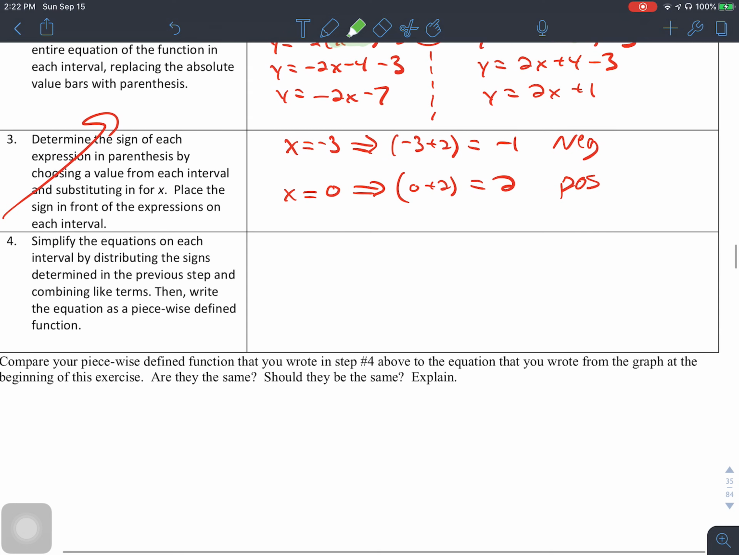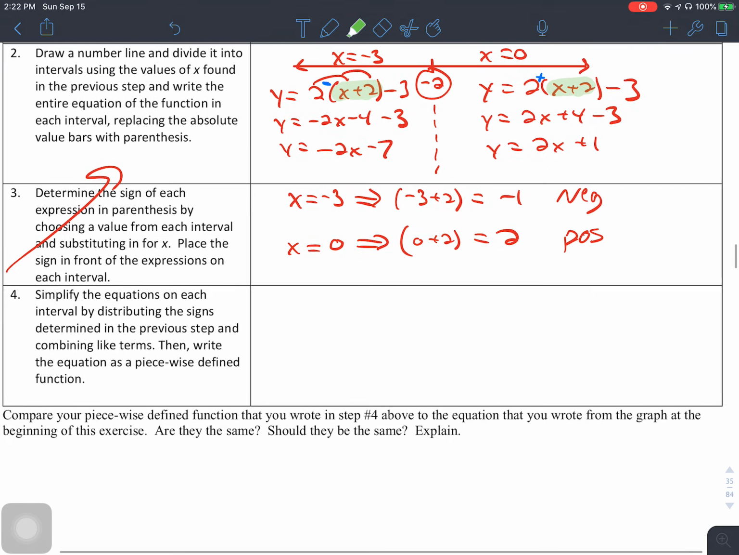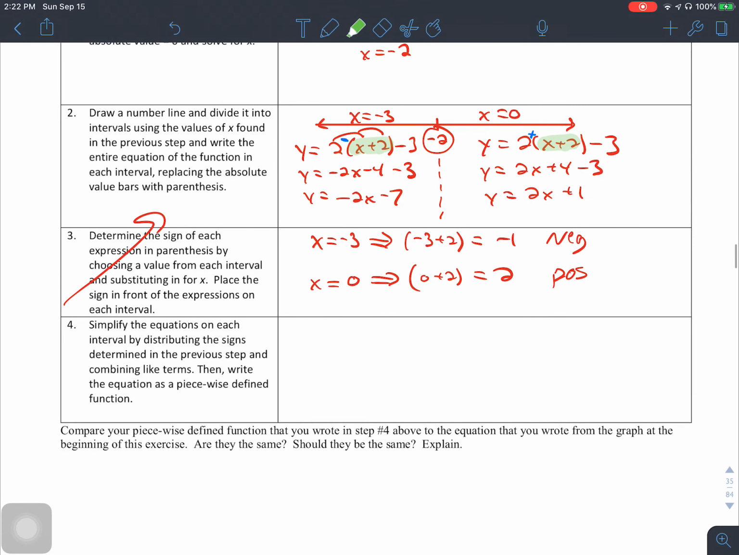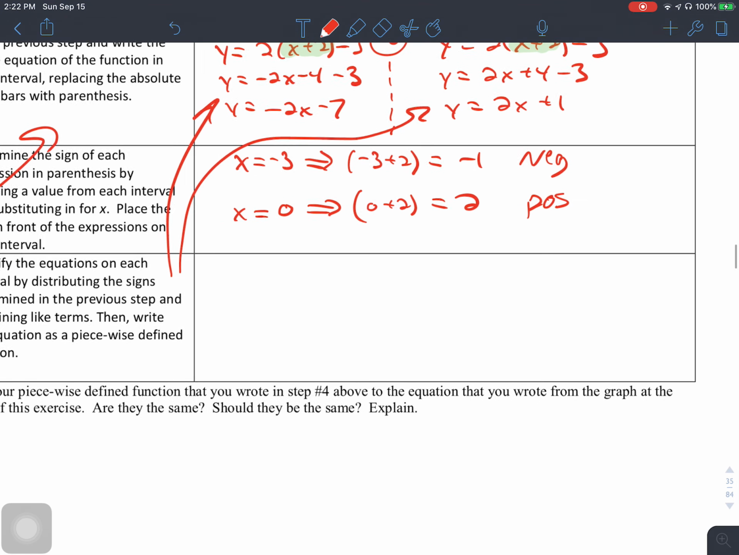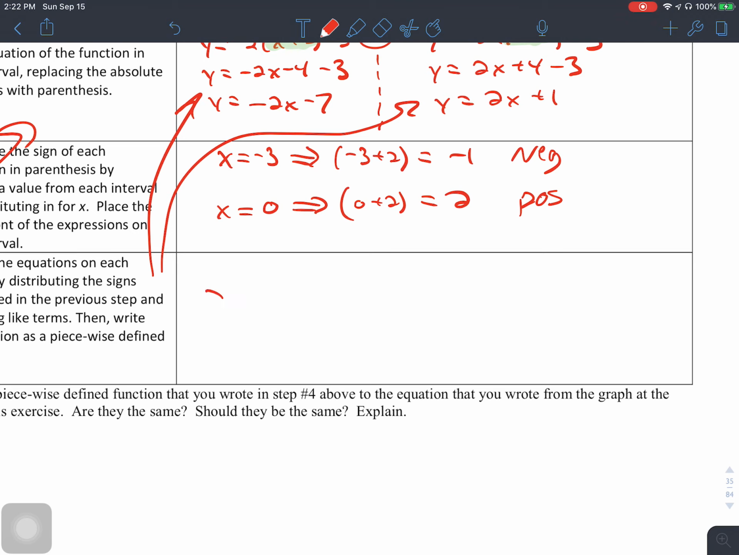Step 4, simplify the expressions on each side of the intervals. We did that up there. Distributing the signs and determining the steps and combining them like terms. We did that up here. A lot of things are happening in line 2, even though that's actually steps 2, 3, and 4. Then write your piecewise function. F of x equals, we got one piece, negative 2x minus 7. We have another piece, 2x plus 1.